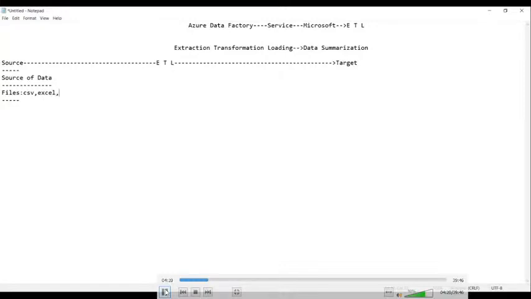So we have CSV files, Excel files, tab delimited files, which we call TSV, which stands for tab separated value files. Then XML files, which is extensible markup language. We can also have JSON files, HTML files, and Parquet files.